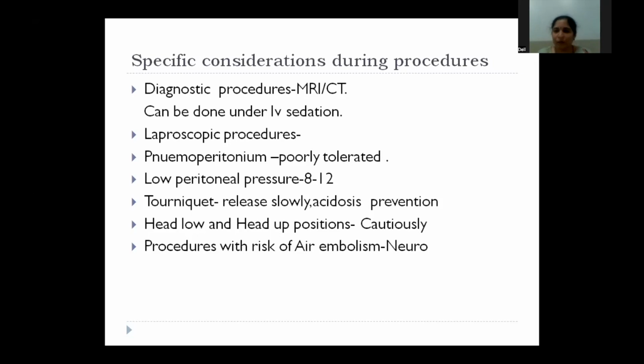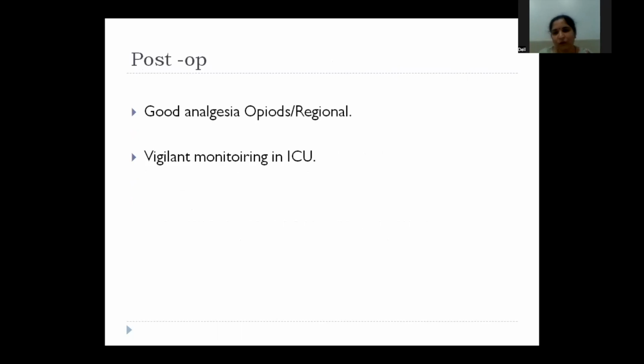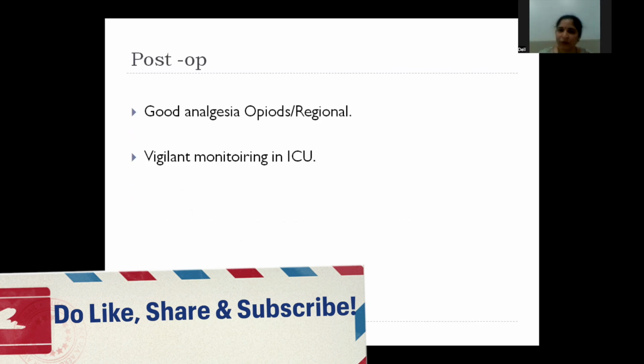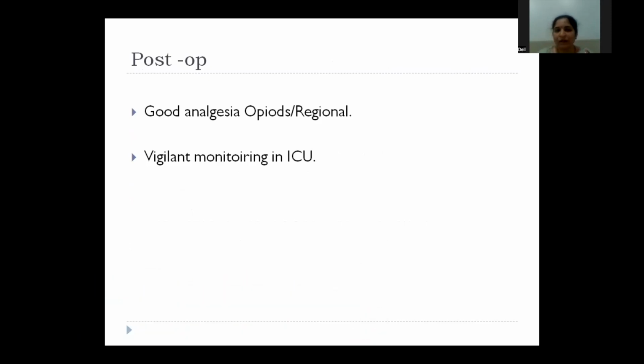Head low and head up positions, when you are giving for any procedure, take care that they will not tolerate it very easily. And for procedures with risk of air embolism, like many neuro procedures, you can communicate with surgeons and give the positions so that there are fewer chances of air embolism. Postoperatively, good analgesia, opioids, and whenever regional is possible, you can give regional blocks. And vigilant monitoring in ICU is very, very important till the patient stabilizes.